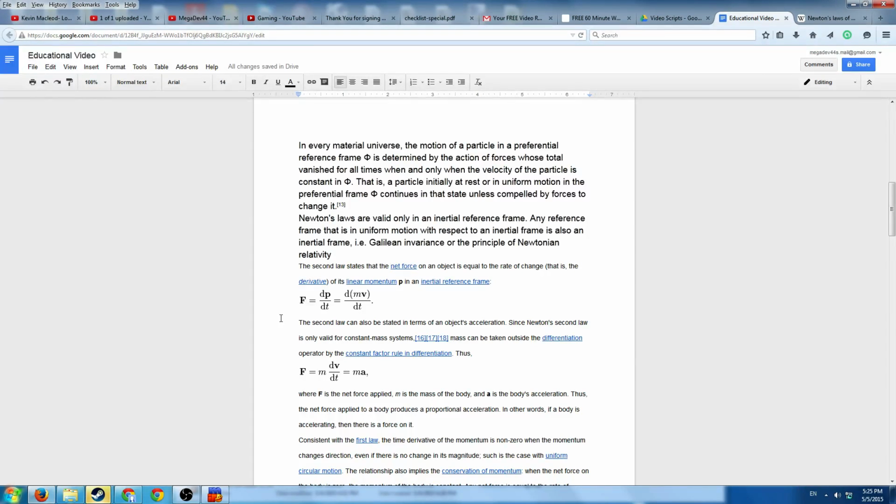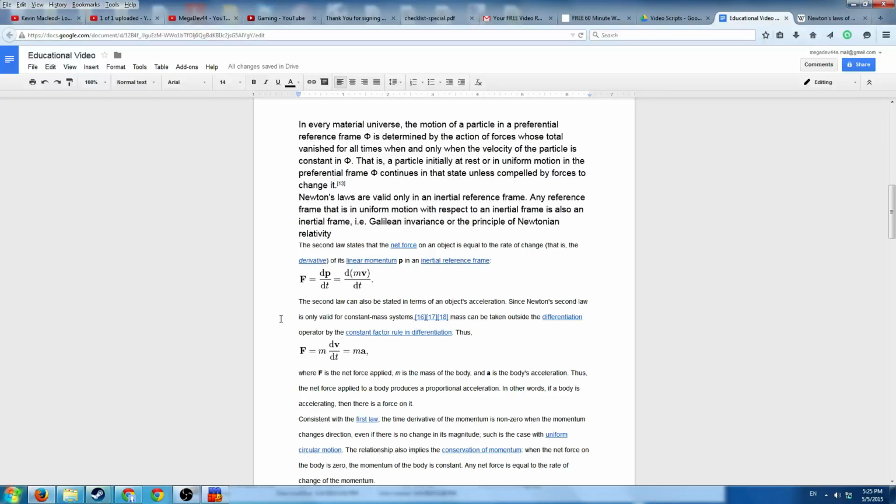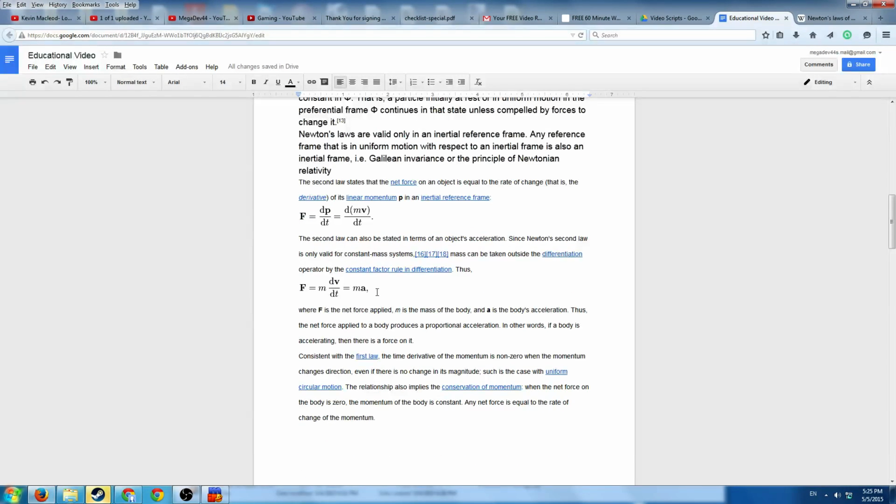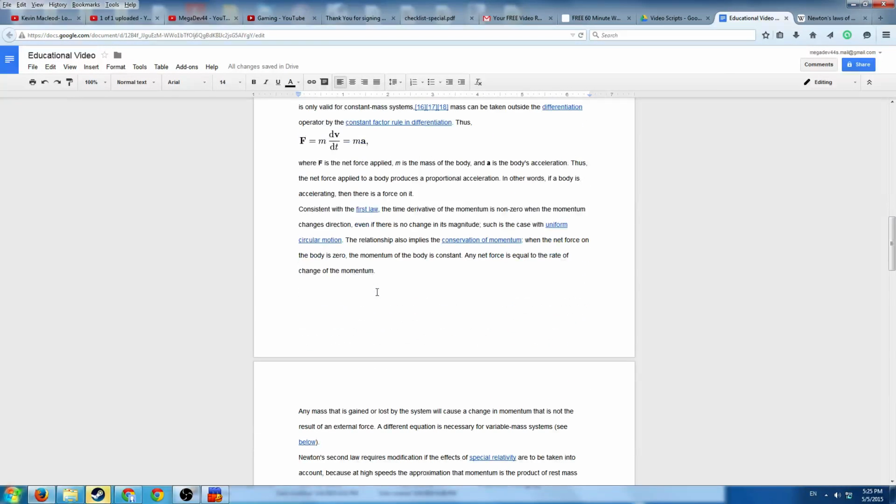The relationship also implies the conservation of momentum. When the net force on the body is zero, the momentum of the body is constant. Any net force is equal to the rate of change of the momentum. Any mass that is gained or lost by the system will cause a change in momentum that is not the result of an external force. A different equation is necessary for variable mass systems. See below.